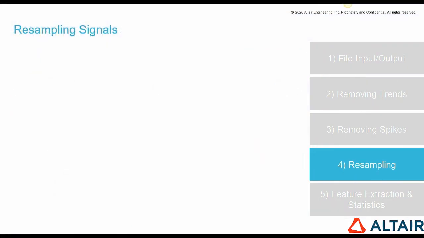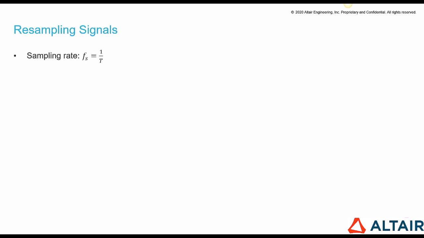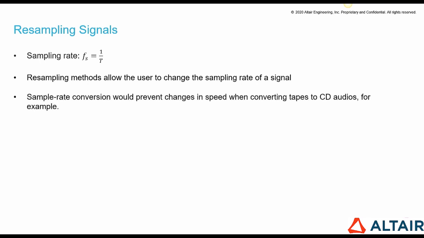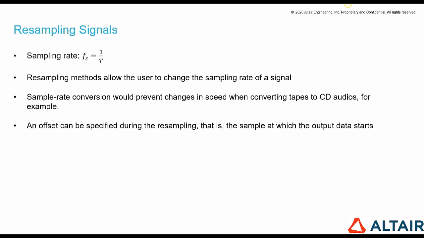Now, let's talk about resampling signals. Typically, the sampling rate is defined as 1 over the amount of time between successive samples. And resampling methods allow the user to change the sampling rate of the signal. Sample rate conversion would prevent changes in speed when converting tapes to CD audios, for instance. And an offset can be specified during the resampling, which is the sample at which the output data starts.